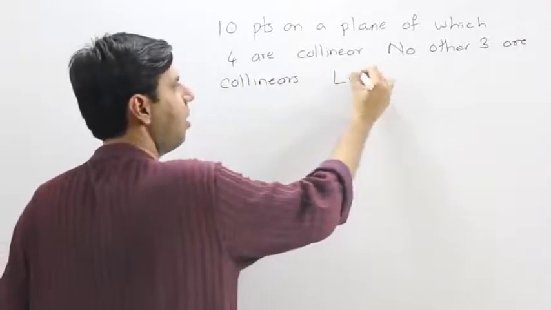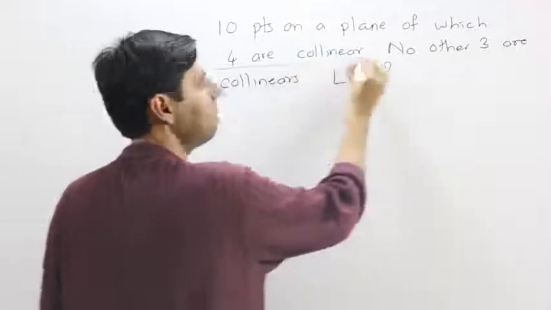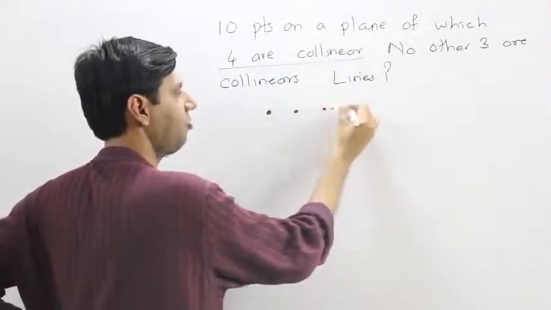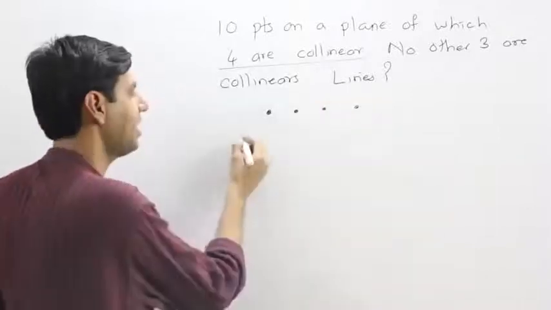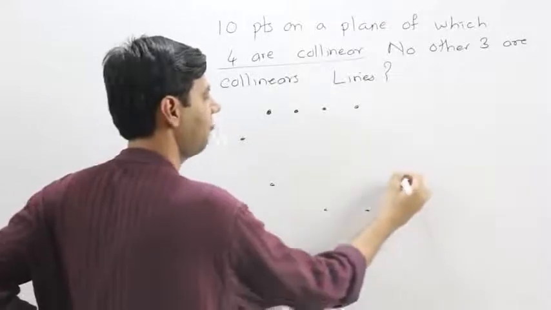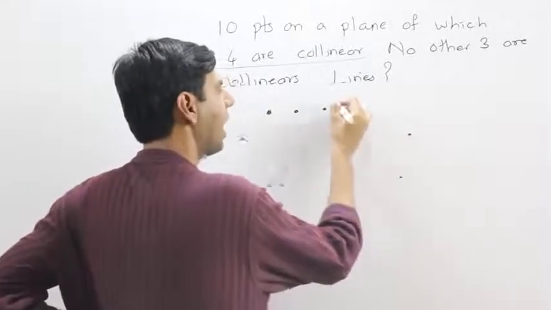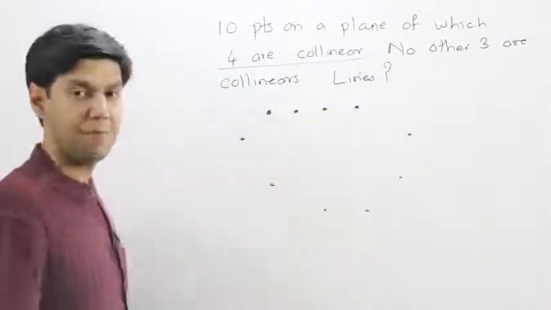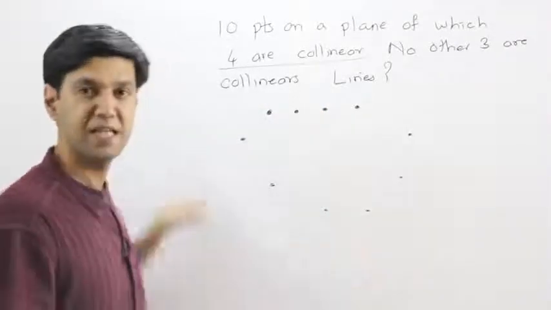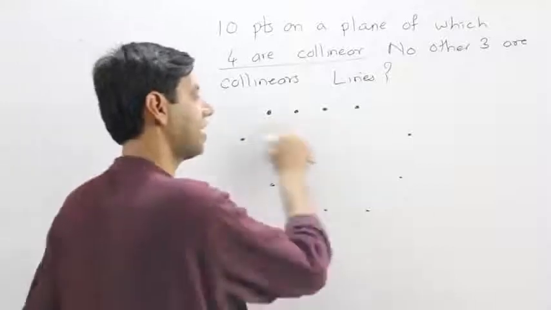So the question is the same. What is the difference here? Now there are some collinear points. So let's say 1, 2, 3, 4 points are collinear, and there are 6 other points of which no 3 are collinear. Again, rather than do a piecemeal approach, where one point from here could be connected with any of the remaining 6 points, they cannot be connected among themselves.